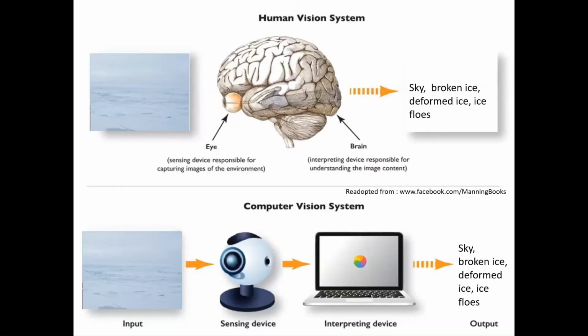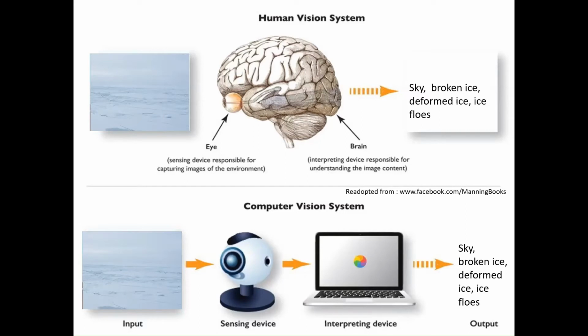When we compare the performance on a holistic level, we looked at similarities when it comes to the sensing device and interpreting device between the human and the computer vision system. And we have not addressed the fundamental differences when it comes to how information is processed directly in the brain, when it comes to the neurons.